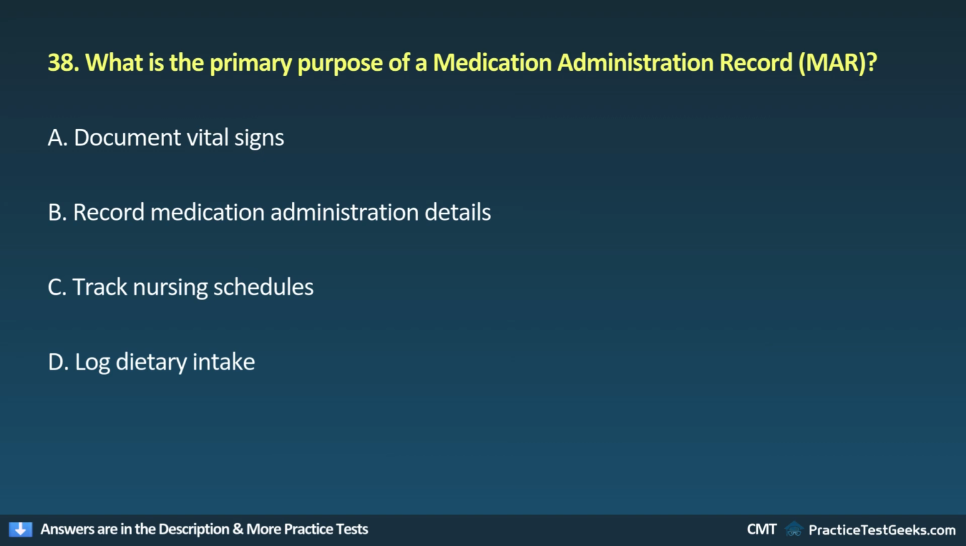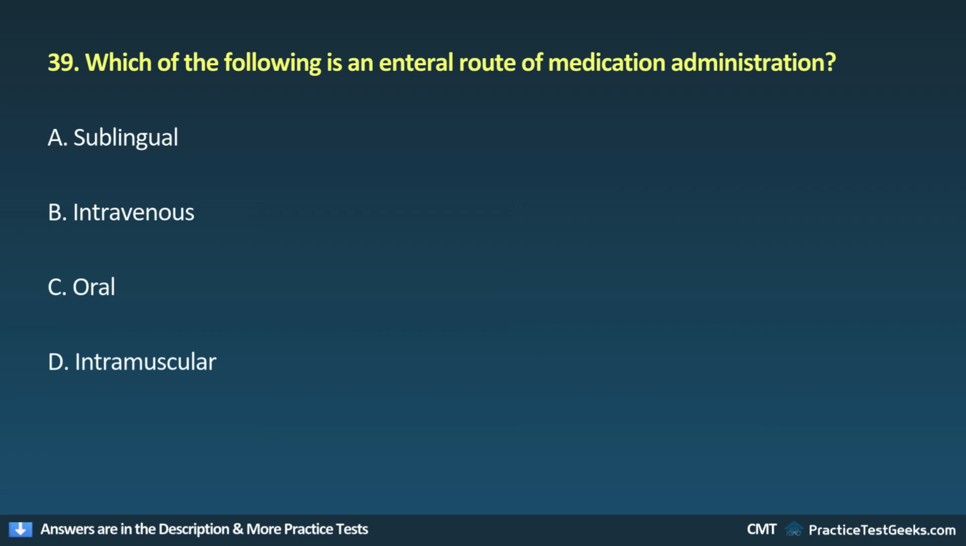38. What is the primary purpose of a medication administration record, MAR? A. Document vital signs. B. Record medication administration details. C. Track nursing schedules. D. Log dietary intake.